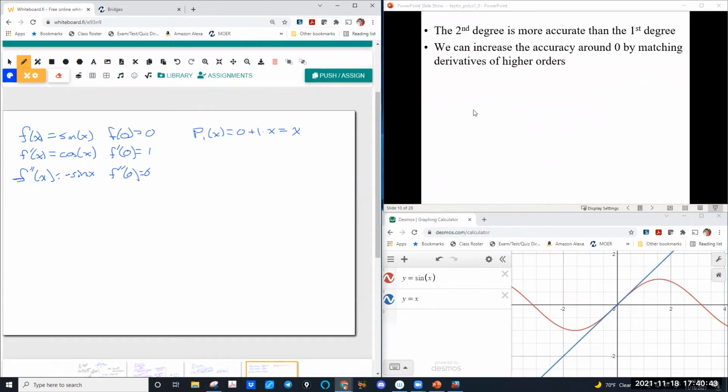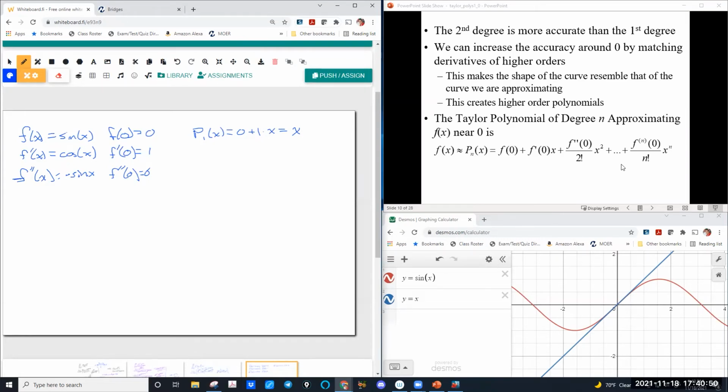Now, what we need to do is start matching higher order derivatives. That's going to help make the shape match. So this creates what's called the Taylor polynomial of degree n, with this being the coefficient. Okay, and that's one of the things we're going to make sure we get a little bit of practice on today. But let's talk about how we use this. Okay, so we already know that the second degree Taylor polynomial for sine x is actually the exact same as the first degree, so nothing new there.